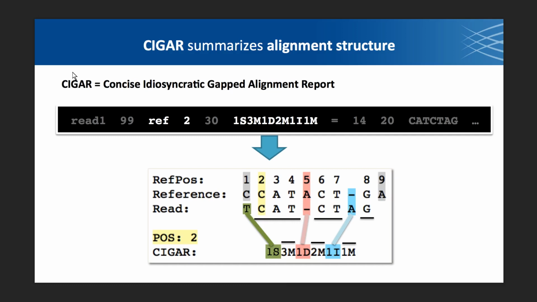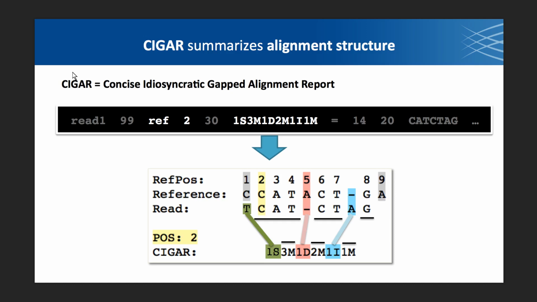One is the position, and the other is the cigar. So it's the position. Here I said this is the position of the alignment. This is the starting position of the alignment, and there's something slightly confusing because, let's talk about the cigar first. So the cigar says, there's a bunch of different operators and numbers here. So you see there's a 1S, 3M, 1D, 2M, 1I, 1M. So what does that mean?